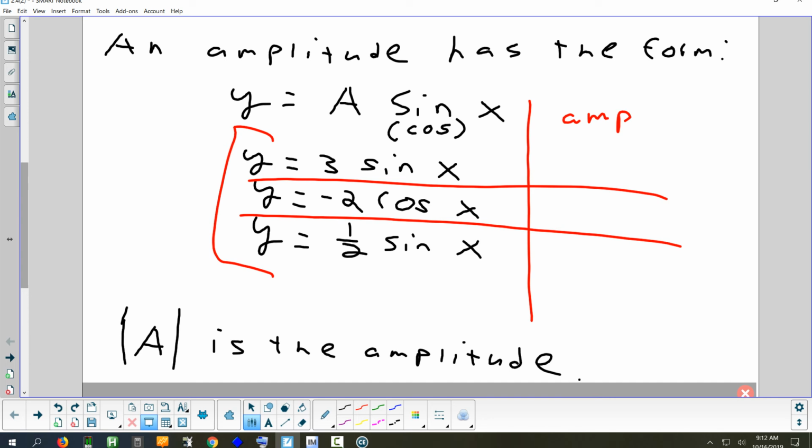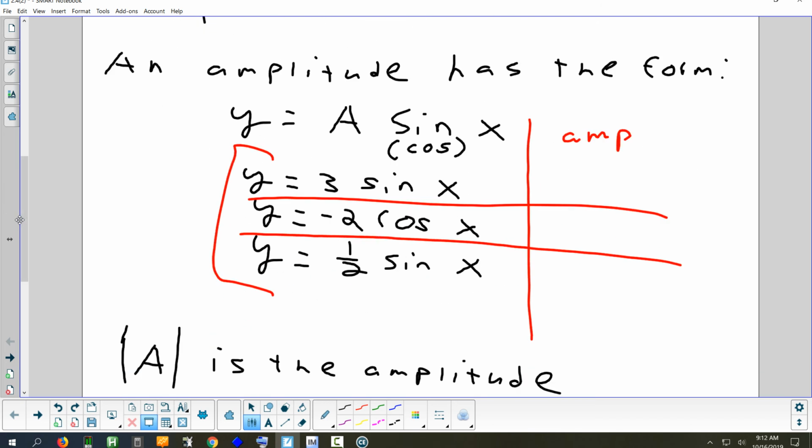Okay. What's the amplitude of the first one? 3 sine x. Yep. 3. Just the absolute value of A. What's A? A is the number that's right in the front. So the amplitude there is 3. Don't need a graph at all to do that. We're going to do graphs, but you don't need it for this.